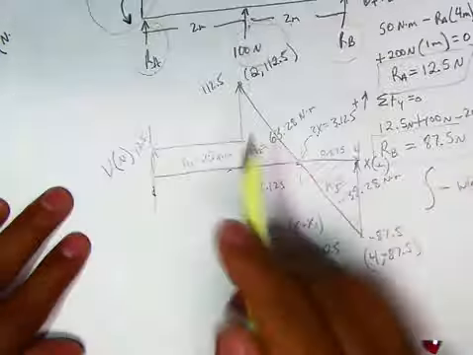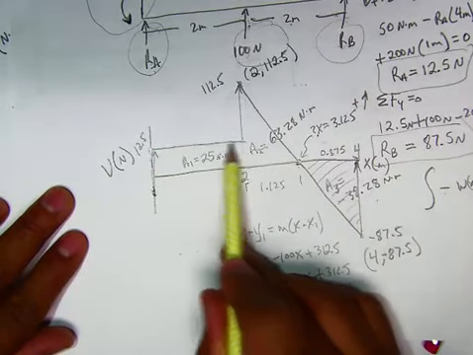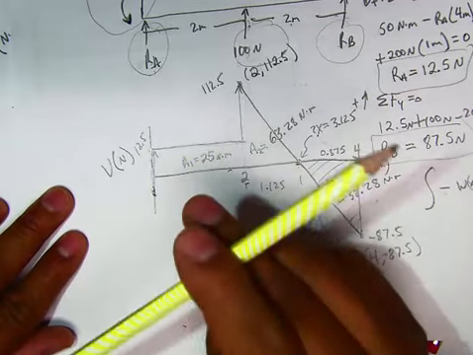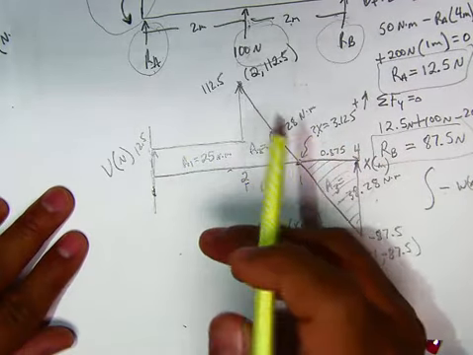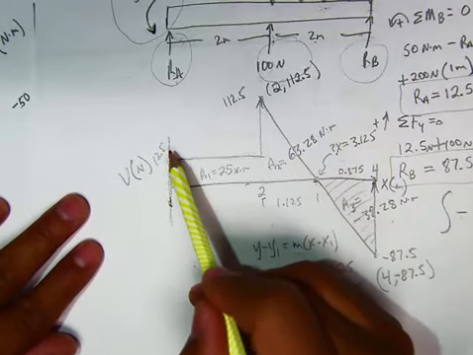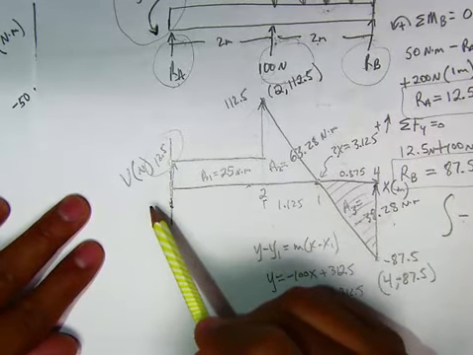What do we do after that? Well, we have a constant shear. And remember, when we take the integral of that, constants become slopes. So how much is this slope? It's actually 12.5.